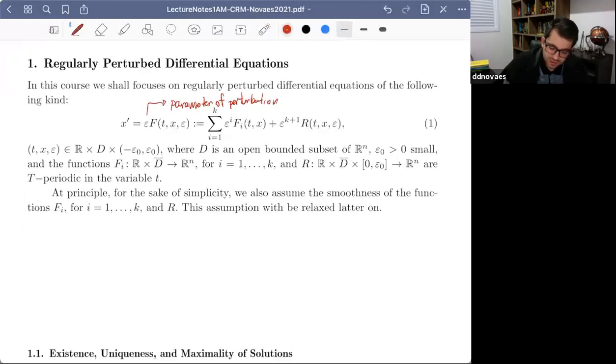So the first thing I would like you to notice about this differential equation is the unperturbed system. By the unperturbed system I mean the differential equation (1) for epsilon equal to 0, because epsilon is the parameter of perturbation. So the unperturbed system is when I put epsilon equal to 0. Note that the solutions of the unperturbed system, in this case x prime equals 0, are the trivial ones, the constant solutions.